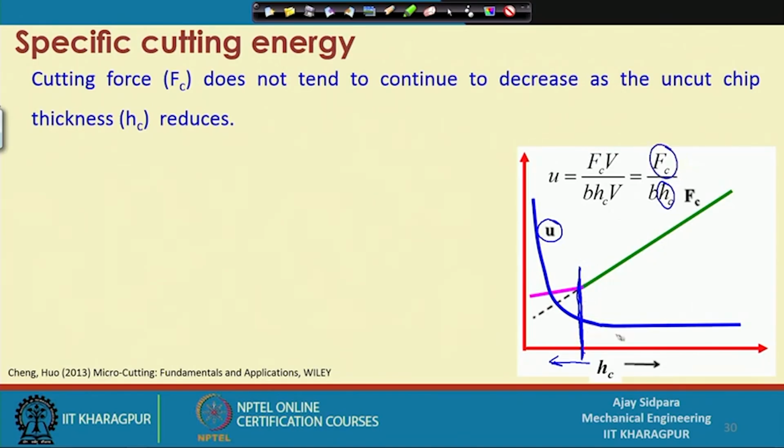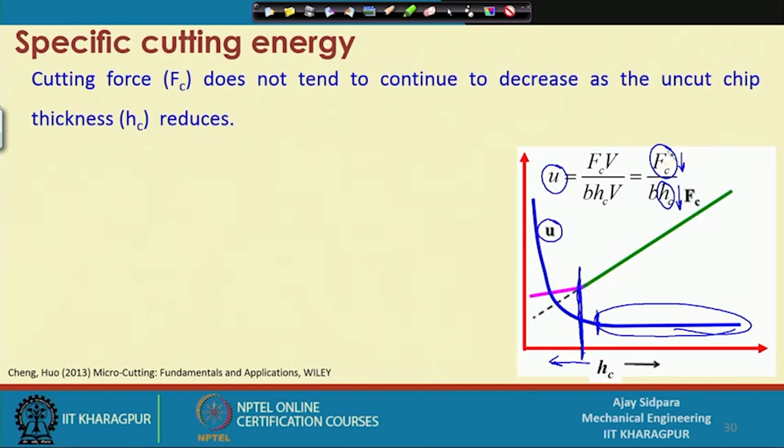If you see this particular line, your specific cutting energy is constant, it is not changing, neither higher nor lower, because both things are moving simultaneously. If you are reducing Hc, your force also reduces. So, both things are balanced with each other. That is why your U is not changing with respect to changes in the uncut chip thickness up to a certain level. But once it crosses one particular limit, this balance is not maintained. Now, this is the yellow-pink line.